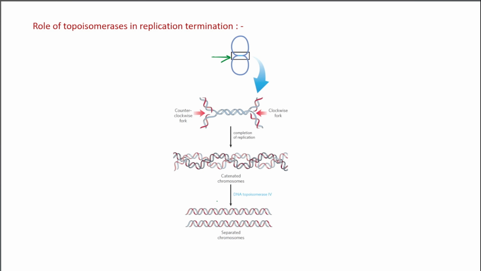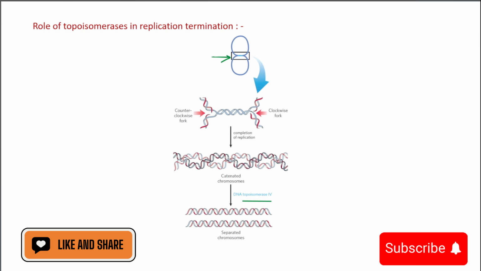The circles are not covalently linked, but they are interwound. This catenated chromosome is separated by type II topoisomerase, also called DNA topoisomerase 4, which transiently breaks both DNA strands of one chromosome and allows the other chromosome to pass through the break.